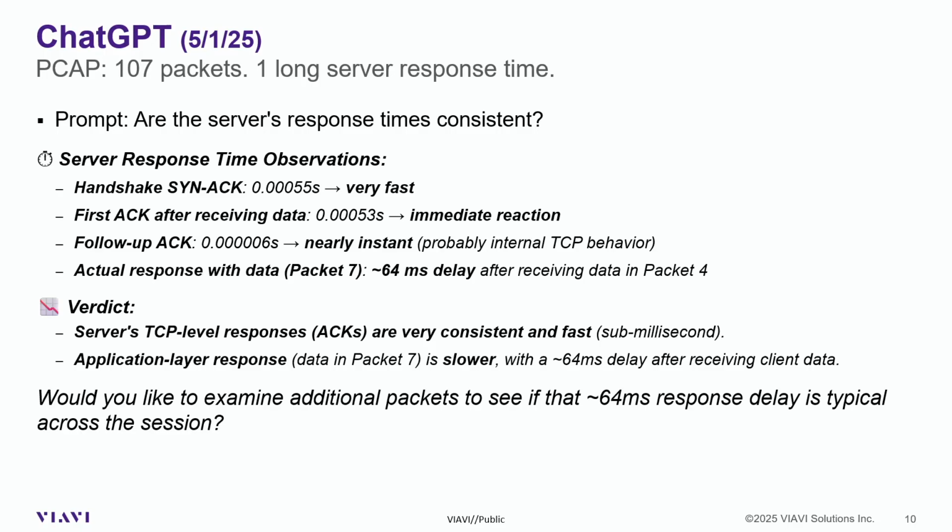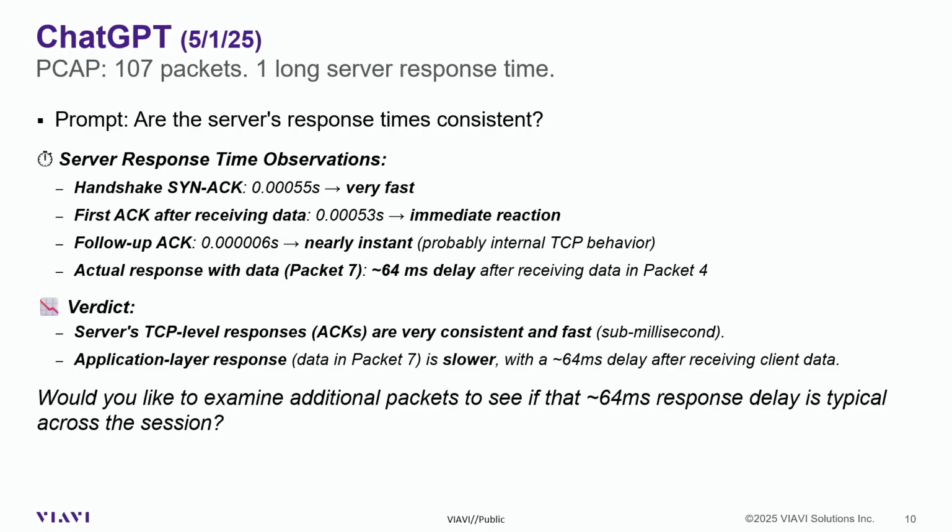It did flag one where there was a 64 millisecond delay. Okay, so notice the verdict. And this is word for word what it came back with. The verdict was consistent and fast server responses. But then there was a glimmer of hope here. It said, would you like to examine some more packets and see if the 64 milliseconds is typical?